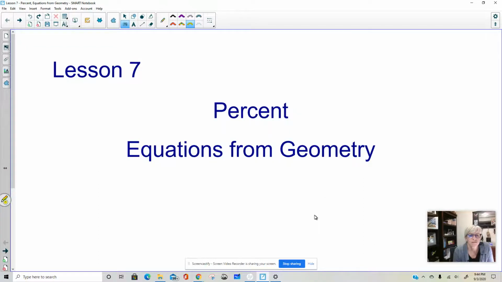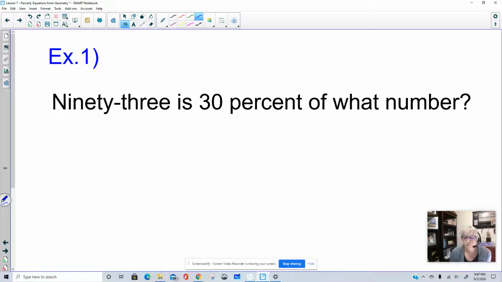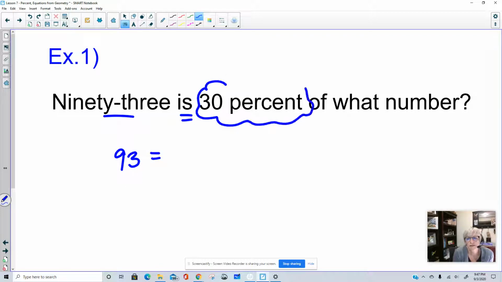Okay, here we go with lesson 7, percents and equations from geometry. 93 is 30% of what number? Okay, so we begin by writing 93 equals 30%. If the percent is given, write it as a decimal. 0.3 is 30%.